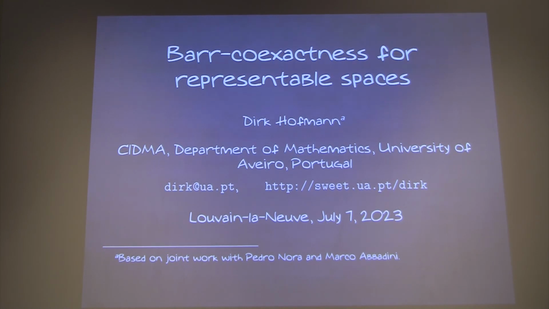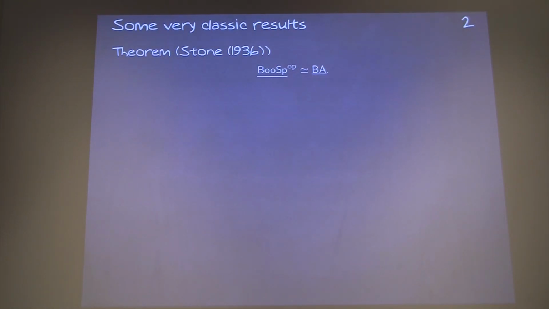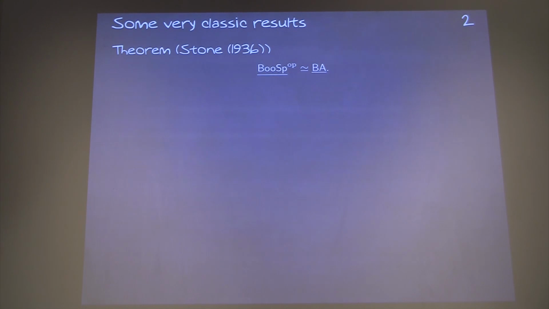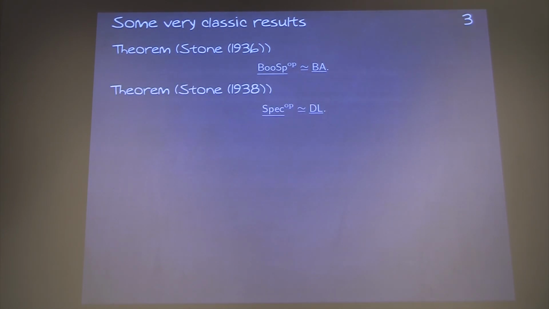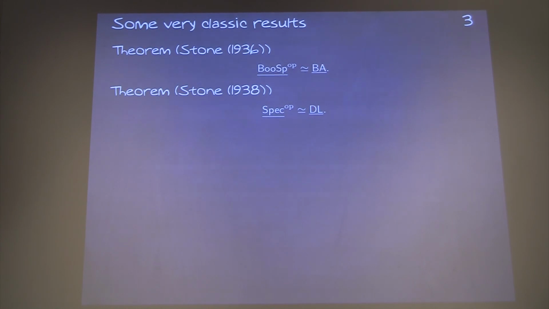In order to explain this, let me recall something very classic, which you certainly all know, the duality theory of Stone. The category of Boolean spaces, which are certain compact Hausdorff spaces, is dually equivalent to the category of Boolean algebras. Now, at more or less the same time, Stone also provided a representation theorem for distributive lattices, and more concretely, he showed that the category of spectral spaces, which are certain topological spaces with certain continuous maps, is dually equivalent to the category of distributive lattices.